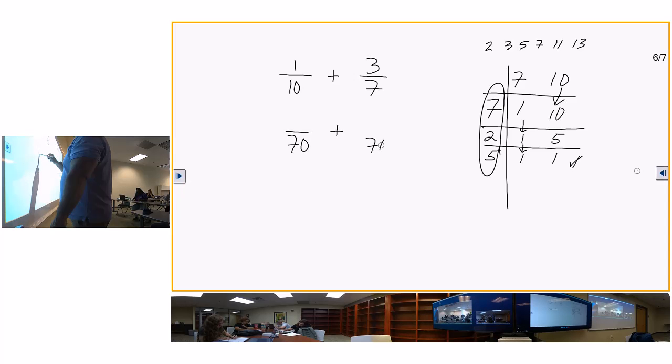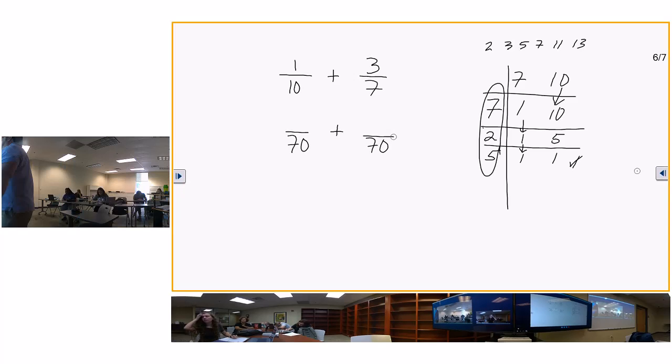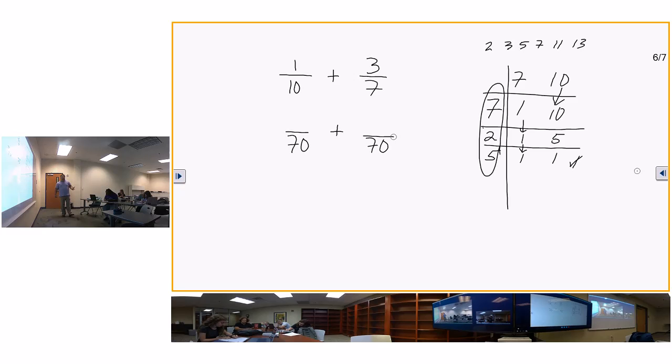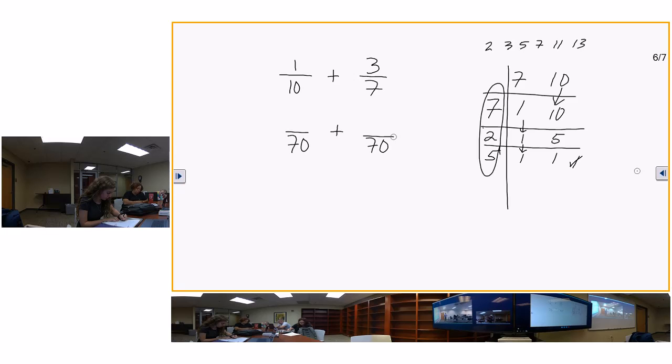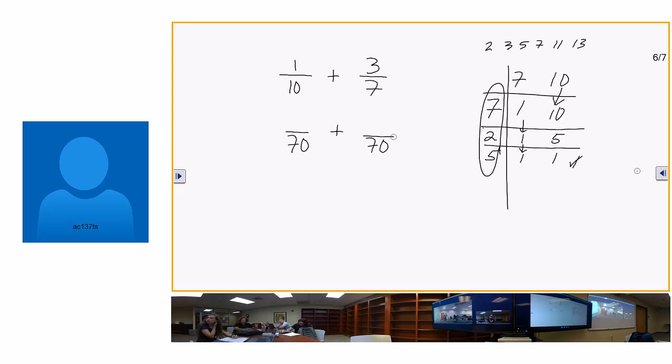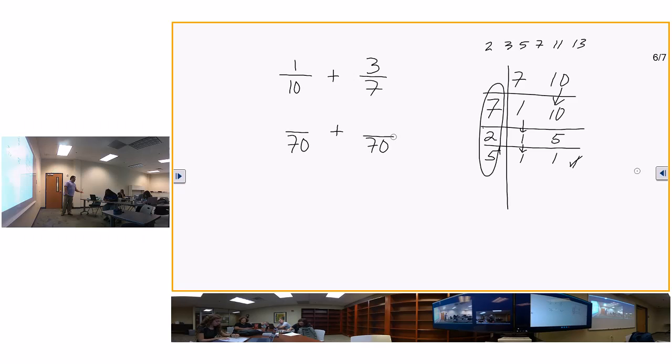Well, there's going to be a student out there that goes, well, heck, I knew it was 70 because I multiplied 7 times 10. Well, you can do that when one of your denominators is prime. Okay? You can do that. If you want to remember another rule, you can remember another rule, or you can just do them all the same way.